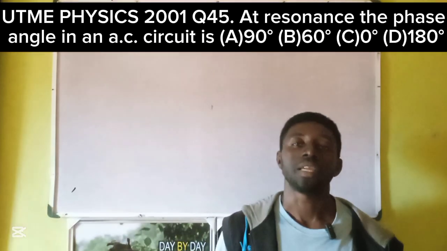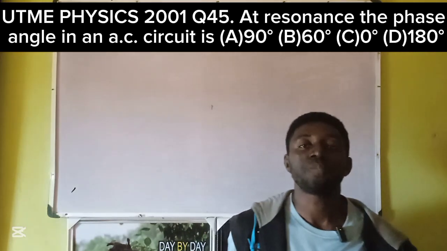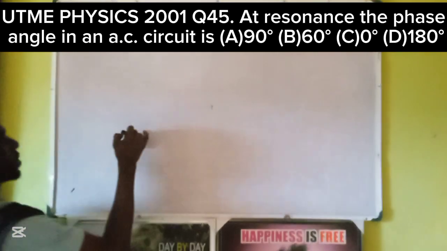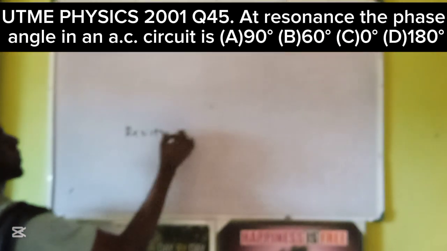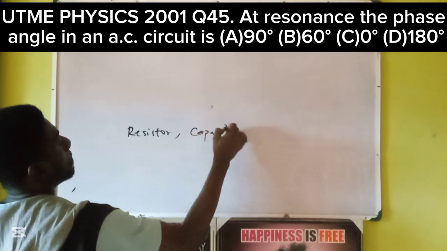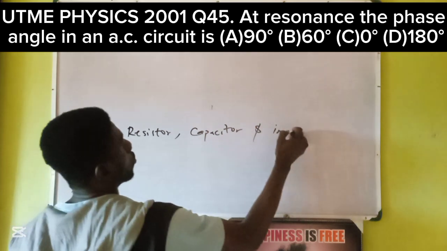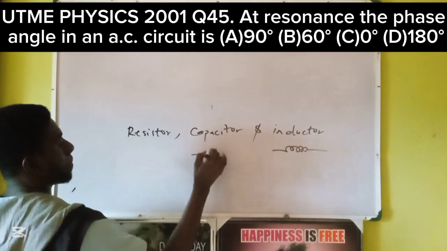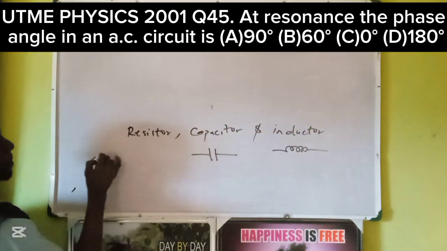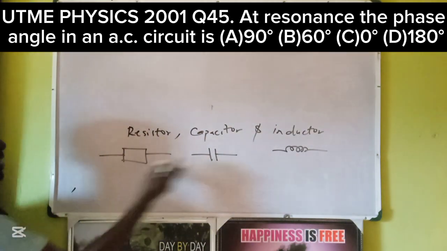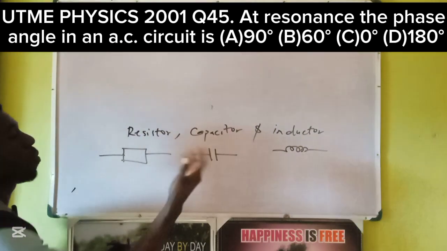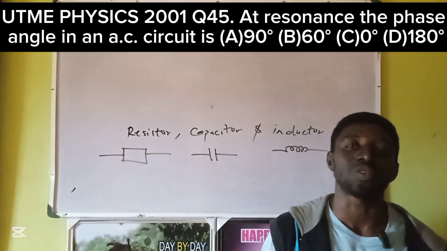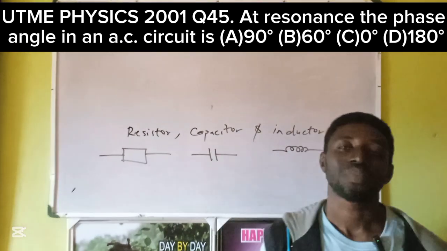Resonance. In AC circuits, we have common components like resistor, capacitor, and inductor. Okay, these are the circuit symbols. These are common components in our AC circuits, and these components determine whether our circuit is a resonance circuit or not.